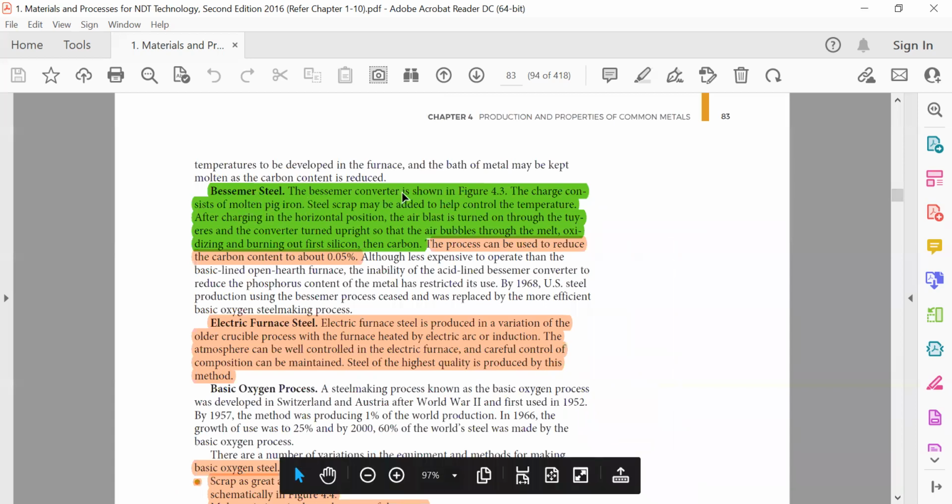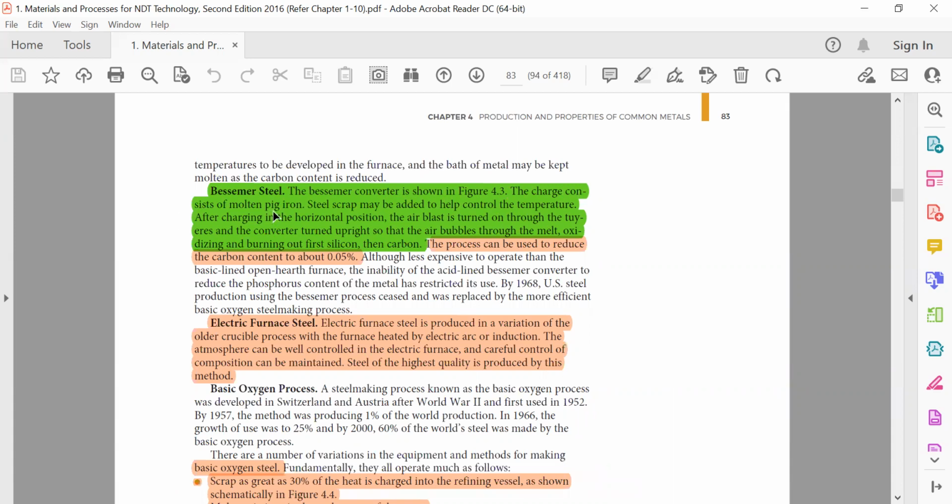Bessemer steel: the Bessemer converter is shown in figure 4.3. The charge consists of molten pig iron. Steel scrap may be added to help control temperature. After charging in the horizontal position, the air blast is turned on through the tuyeres and the converter is turned upright so that the air bubbles through the melt, oxidizing and burning out first silicon, then carbon. This process can be used to reduce carbon content to about 0.05%.